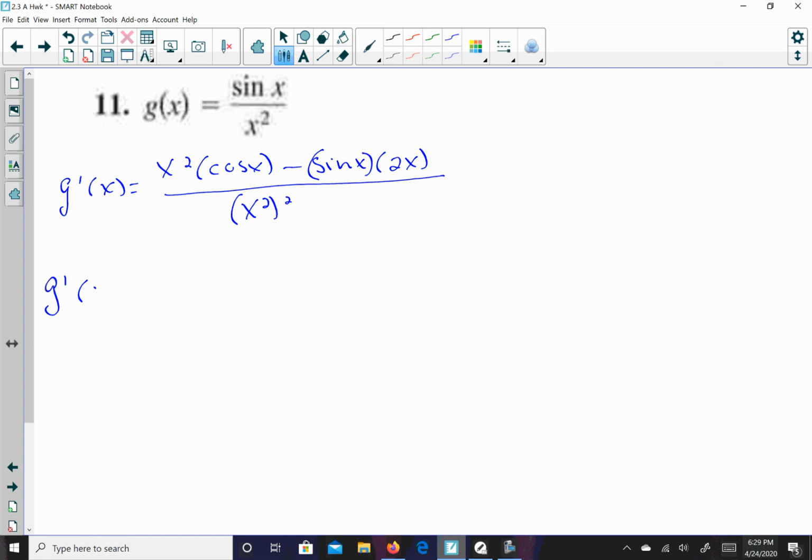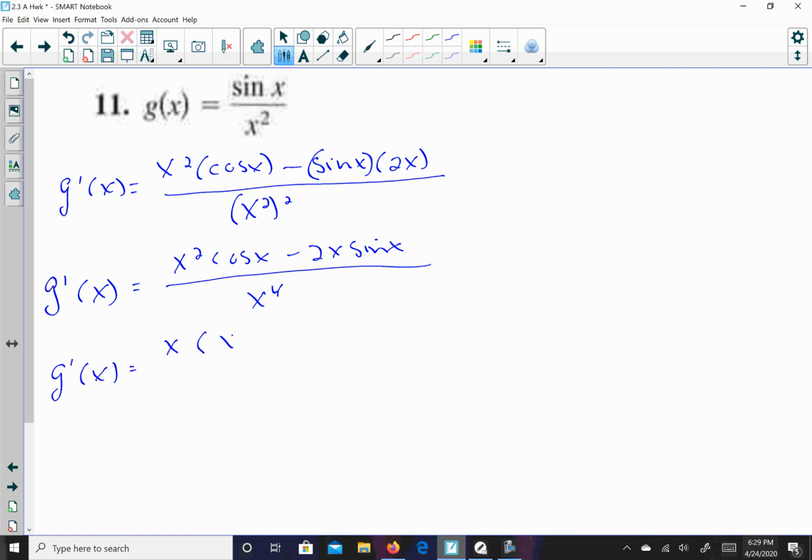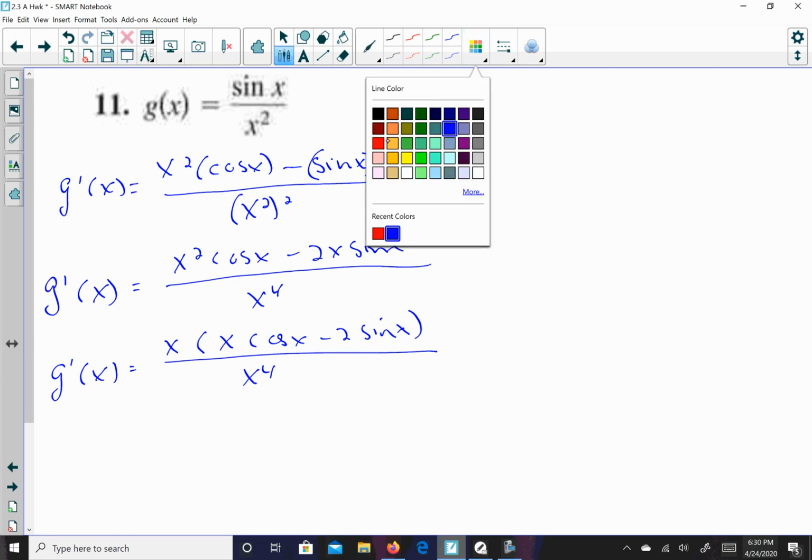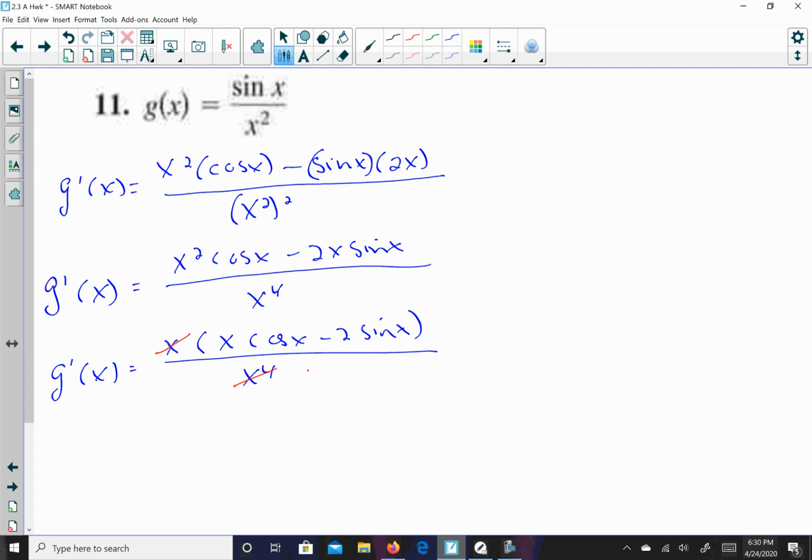Now when I simplify up here, I'm going to have x squared times cosine of x minus 2x sine of x. And this is all over x squared squared, which will be x to the fourth. In the numerator, I realize that I have a common factor of x, so I'm going to factor that out. So I'm going to be left with x times cosine of x minus 2 sine x all over x to the fourth. Now the x's can simplify, so this x will go, and this will be x to the third.